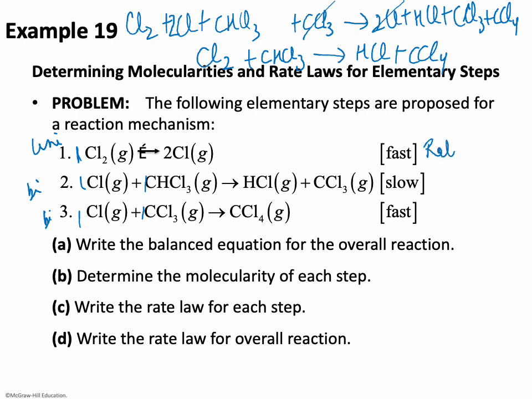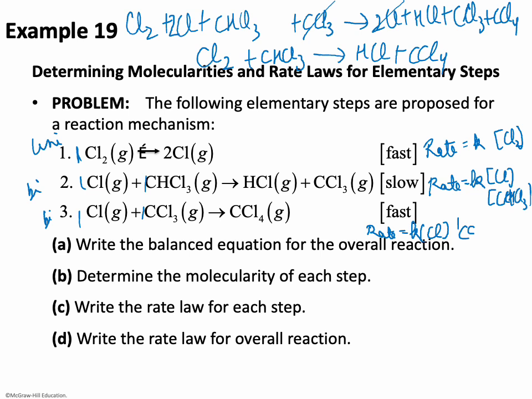For this, the rate law will be rate is equal to k, concentration of reactant to the power of whatever the coefficient is. Because this is each elementary step, the rate law can be written based on the coefficients. Otherwise, we usually don't use the coefficient; it has to be determined experimentally. This will be Cl, this will be CHCl3. The next would be rate is equal to k, Cl to the power of 1 and CCl3 to the power of 1. That's for each step.